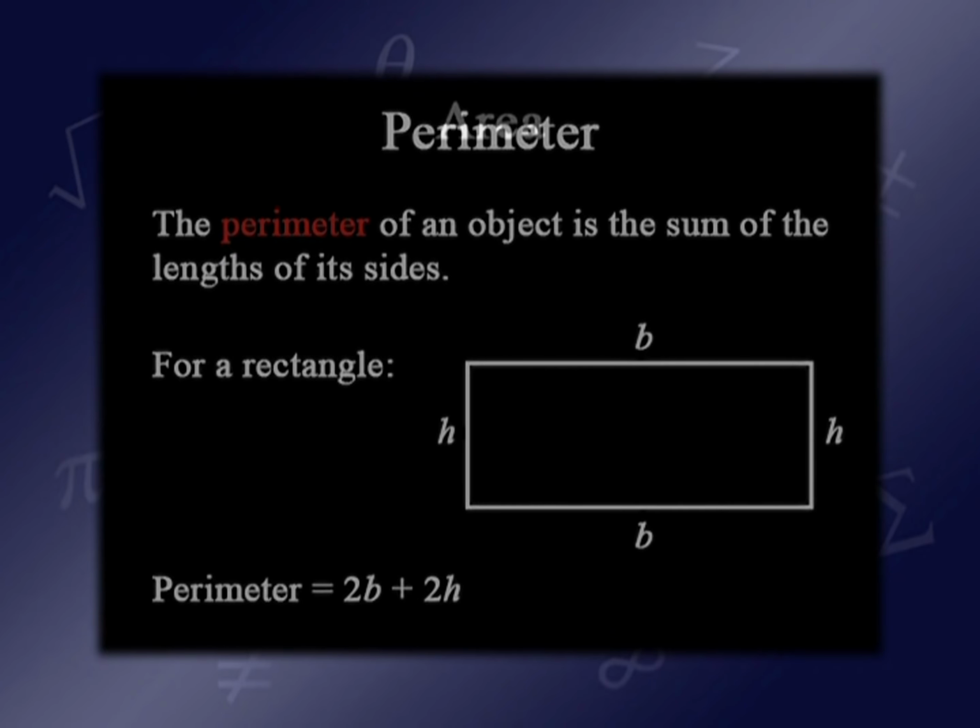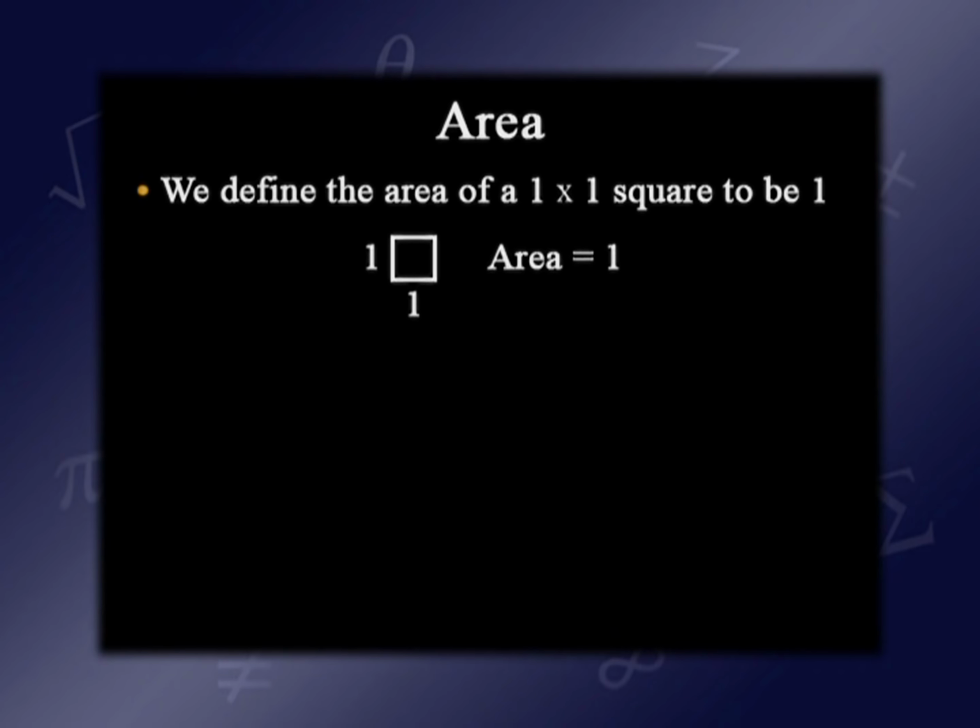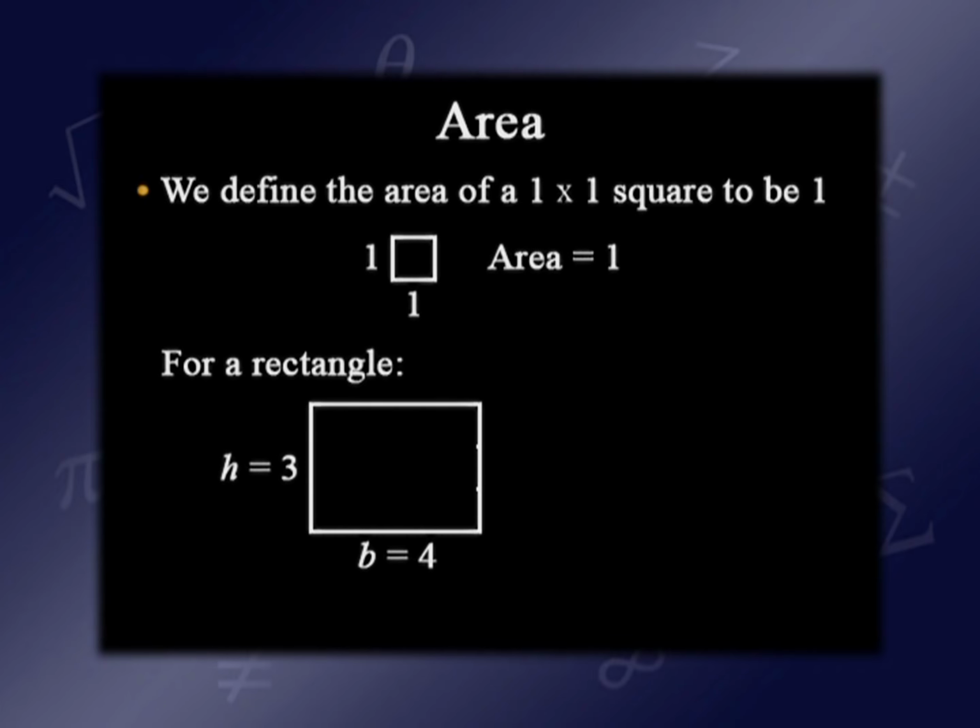The area, we start by defining the area of a square. Right? So that's sort of our basic definition. We'll define the area of a 1 by 1 square to be 1. And once we define area that way, then we attempt to define all areas just in terms of that unit quantity. So for instance, suppose we looked at a rectangle that had a height of 3 and a base length of 4.